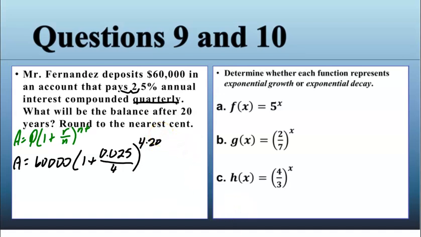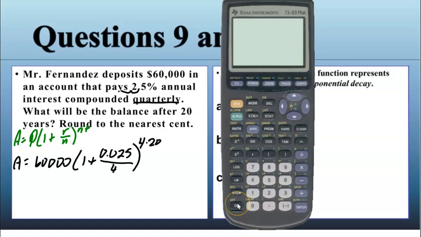So we'll grab our calculator. So we've got 60,000 times, and we'll do parentheses, it would be 1 plus 0.025, divide that by 4, end parentheses, and I'm going to raise that to 4 times 20, which is 80. That gives us $98,769, and to the nearest cent, it would be 47 cents.